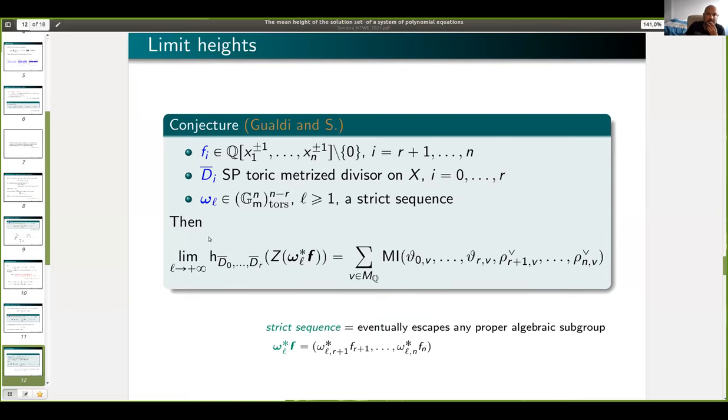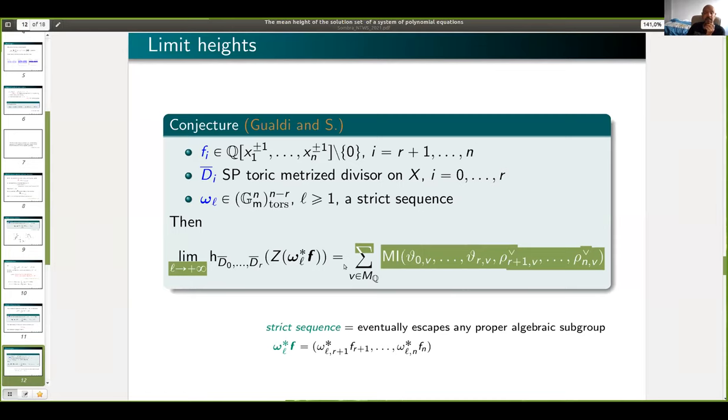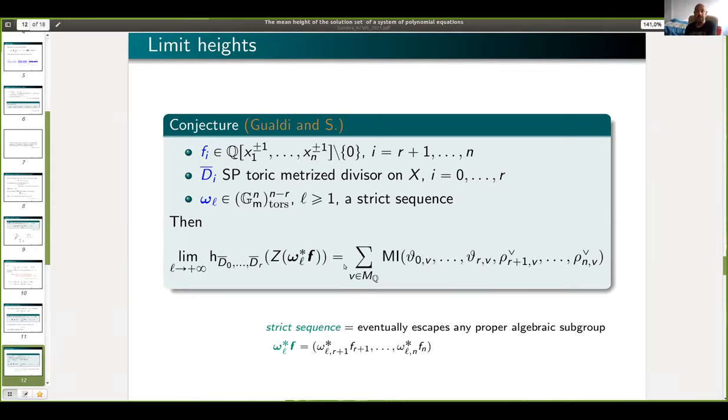So our statement is that not just the average, but indeed the limit, in this case the limit of this intersection number, should converge to a value, and this value is given by an expression that generalizes my results with Burgos-Philippon and the result of Gualdi. It's very natural. You have an adelic sum of mixed integrals, and then root functions corresponding to metrized divisors and duals of the Ronkin function. This is the concept.